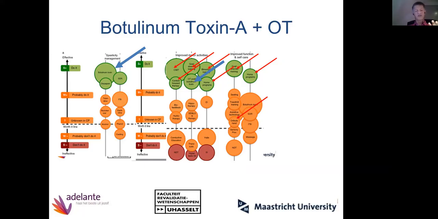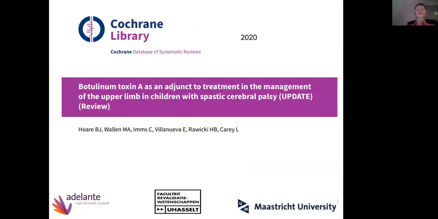Huge discussion was going on for years because it is paralyzing, because it is destroying the muscle entity, so destroying the muscle fibers. And yes, you make the muscles weak. To summarize, in 2020 we had the last updated review in the Cochrane about the use of botulinum toxin, with the title as an adjunct to treatment in the management of the spasticity of the upper limb in kids with cerebral palsy.